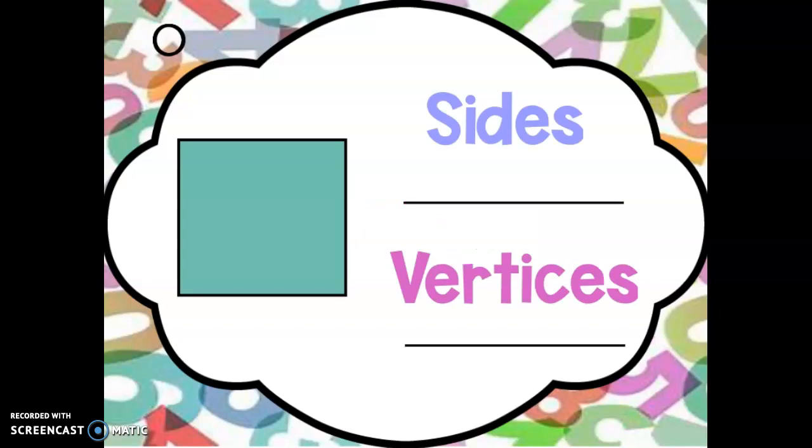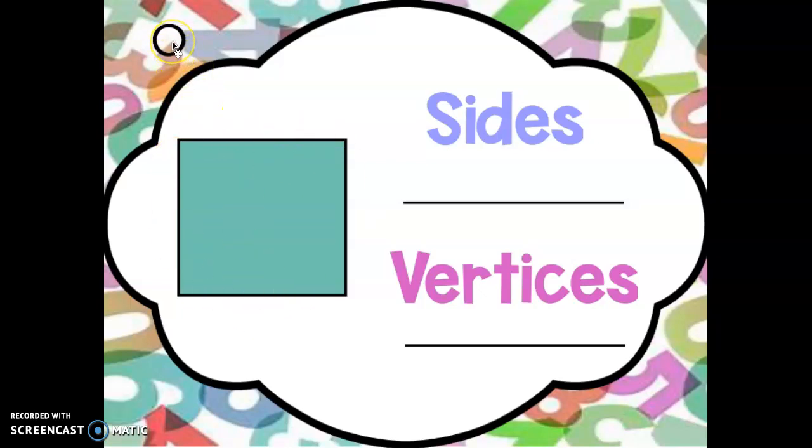This is a square. A square has lines and it has vertices. So first, let's count the lines. 1, 2, 3, 4. This square has 4 sides, okay? And we can see where the lines meet. Here's a line, here's another line, and where they meet, this little corner right here, that's a vertice. Can you guys say it? Vertice.